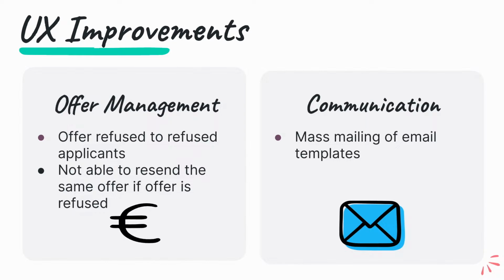And then finally, another nice addition is about communication. It's now possible to use email templates within the mass mailing of the recruitment app. This allows you to go for a more semi-automated way of handling communication with your applicants. It can be useful for different use cases.